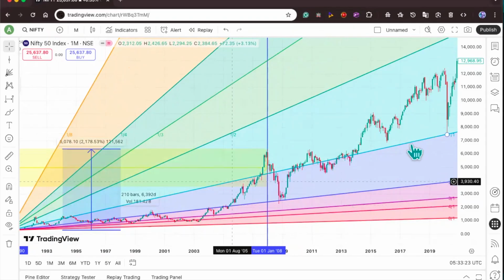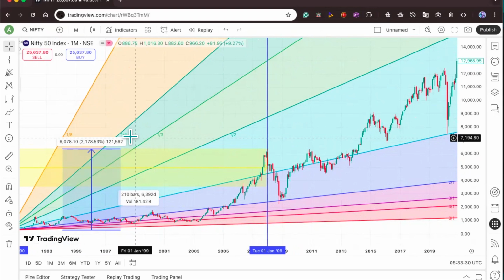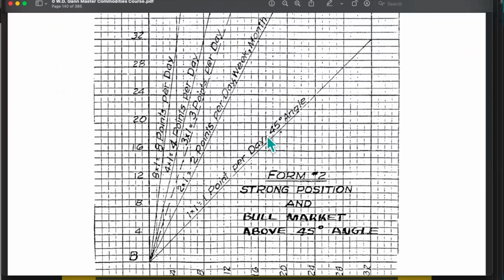For example, this line is the 1 is to 1 line. Then comes my 1 is to 2 line, then 1 is to 3 line, then 1 is to 4 line and 1 is to 8 line. So 1, 2, 3, 4, 5 lines are there. And if you see over here, 1, 2, 3, 4, 5, 5 lines are there. Now these are all for the bull market, which is above 45 degree. What is 45 degree? It is 1 point of movement per day, per week or per month.